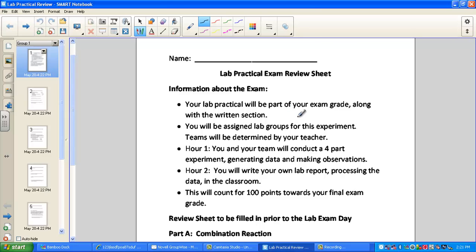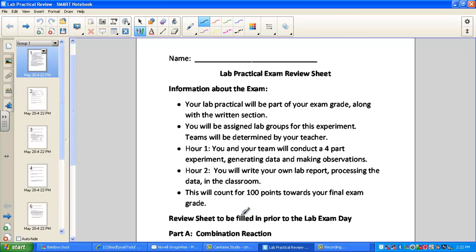Your lab practical will be part of your exam grade, along with the written section. Again, about 1/3 lab practical, 2/3 performance in a written test. You're going to be assigned lab groups for this experiment. Now, most likely these will be the groups that you've worked with all year, but I do this just to ensure that there's no more than 3 to 4 people per lab team.